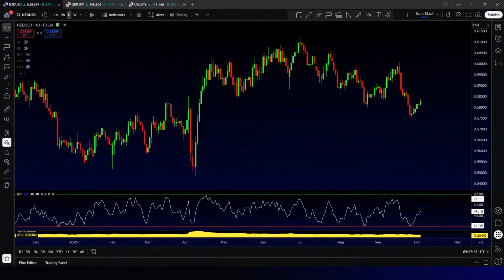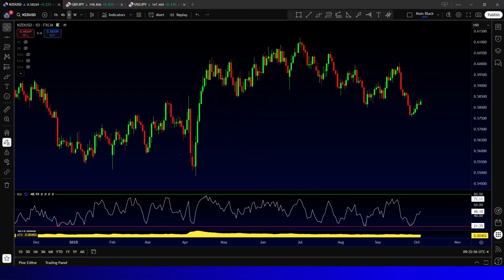Lots of consolidation in the market, in part due to the recent US government shutdown, but still some good opportunities to share with you today.